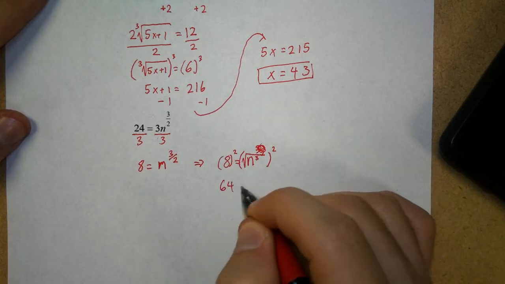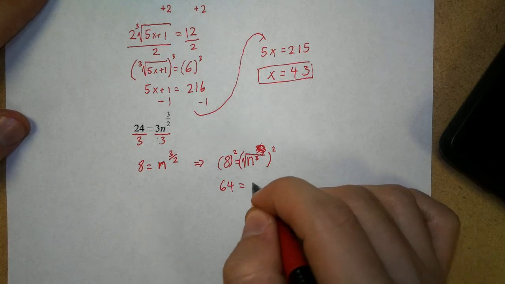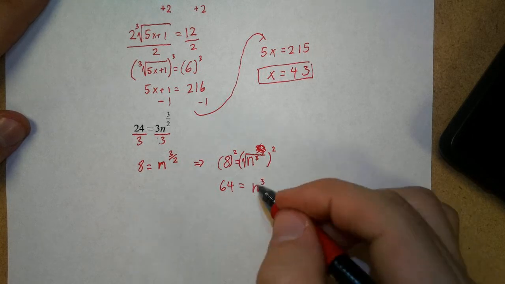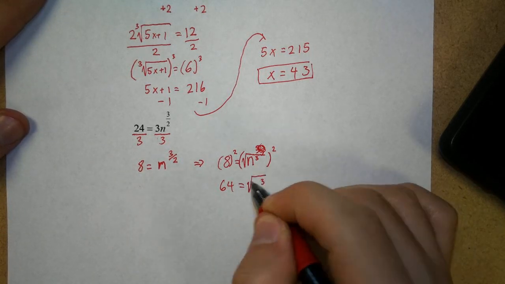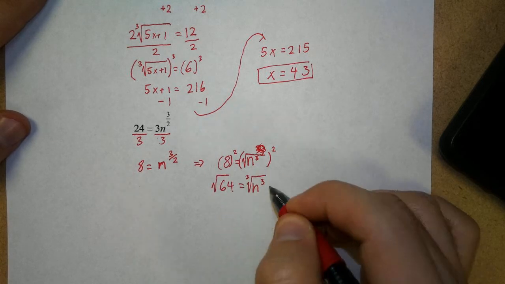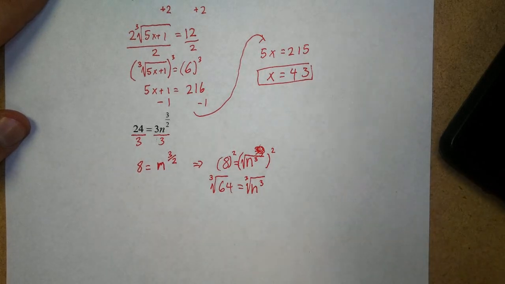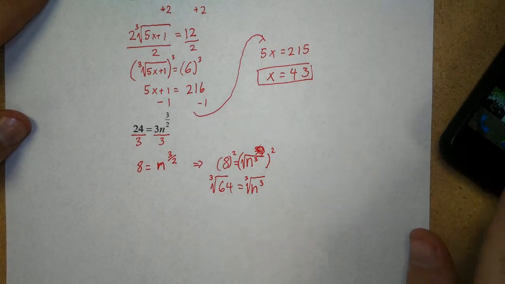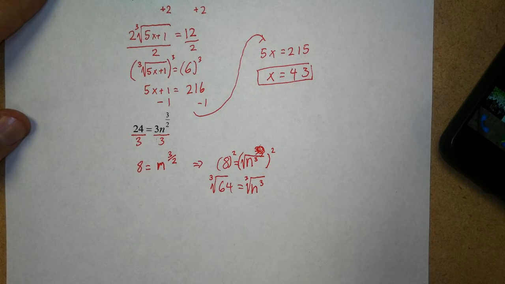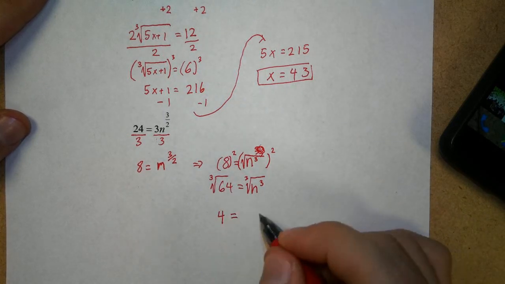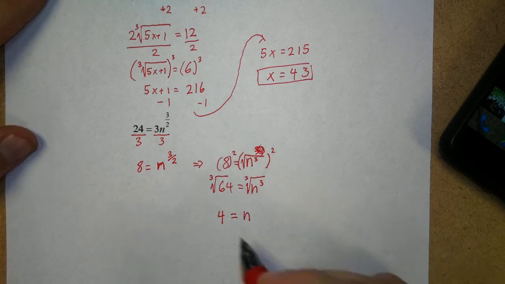And we would have 64 equals n to the power of 3, because our square would cancel with our square root. And then we could just take the cube root of this to get rid of our cube on our n. And the cube root of 64 is going to be, if I'm not mistaken, I believe it's 4. 4 cubed, yes. So the cube root of 64 is going to be 4, is equal to n.